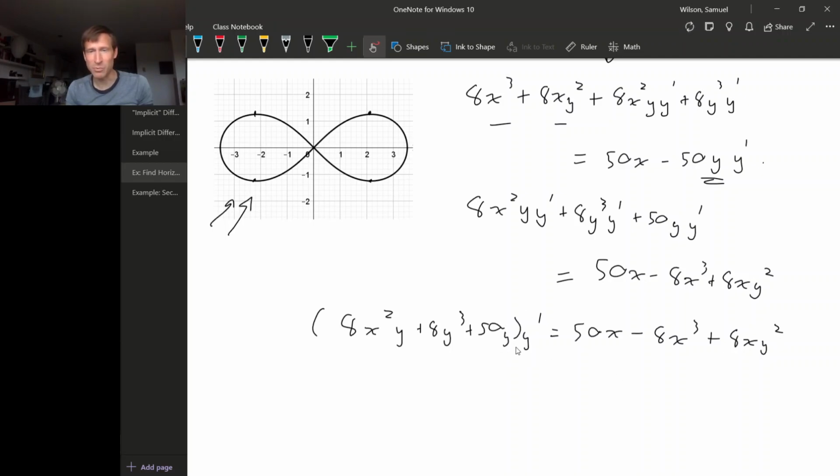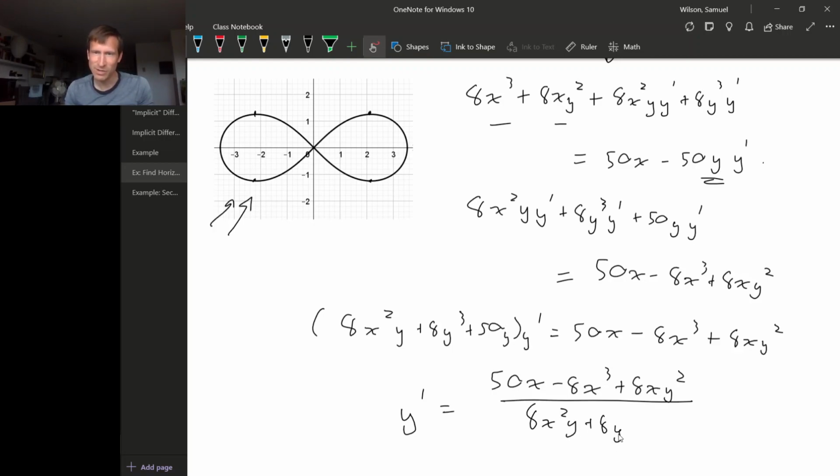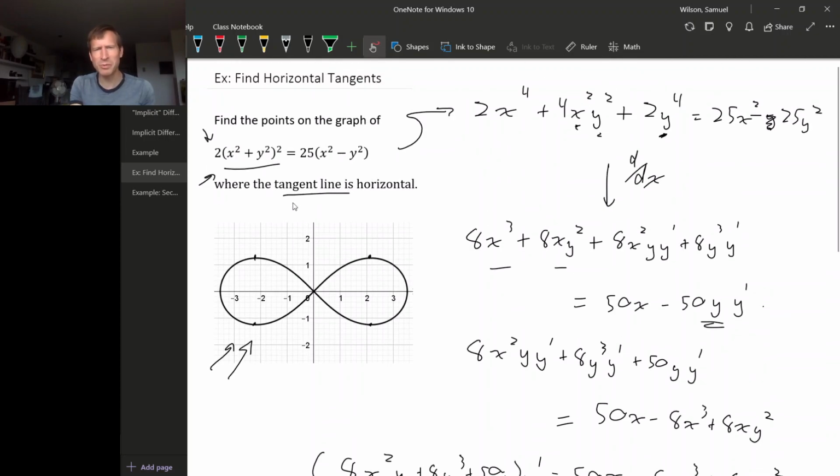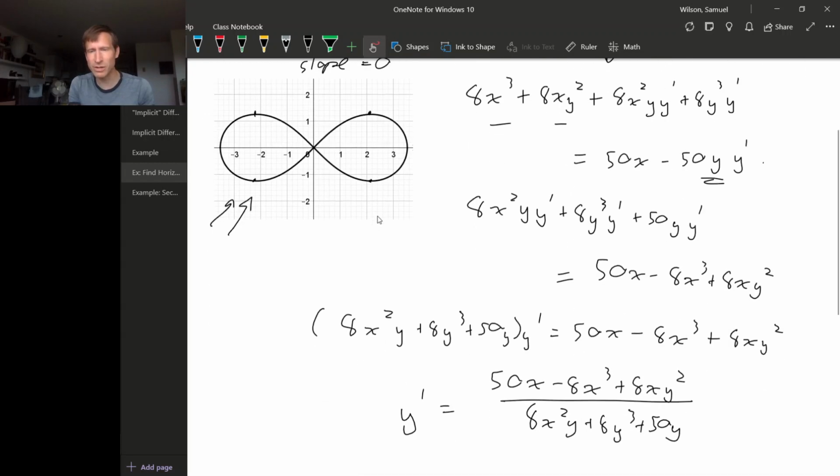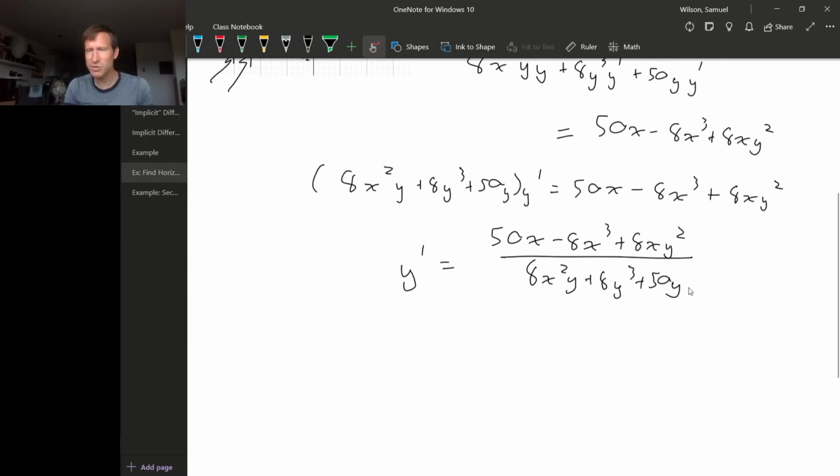All right, and now divide to get y prime. So we get y prime is 50x minus 8x cubed plus 8xy squared over 8x squared y plus 8y cubed plus 50y. Okay, so finally we got y prime. So what were we looking for? We wanted to know where the tangent line is horizontal, but this is going to be where the slope of the tangent line is 0. Well, here's the slope of the tangent line.